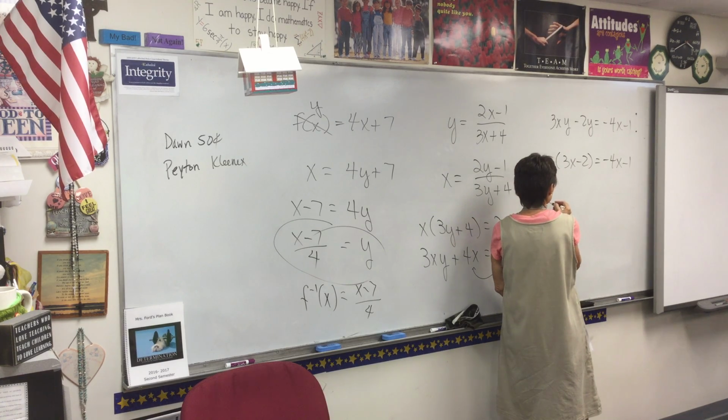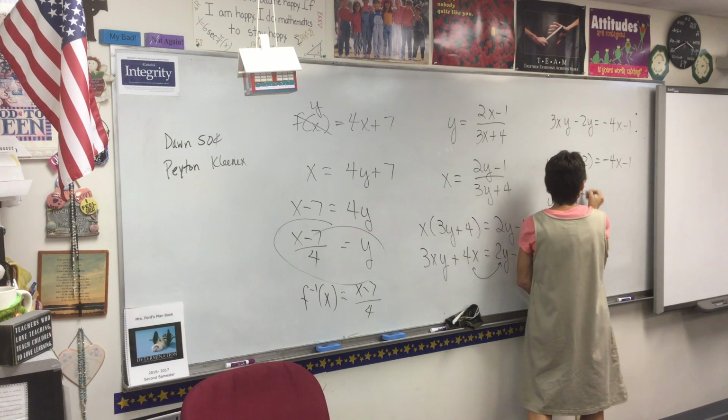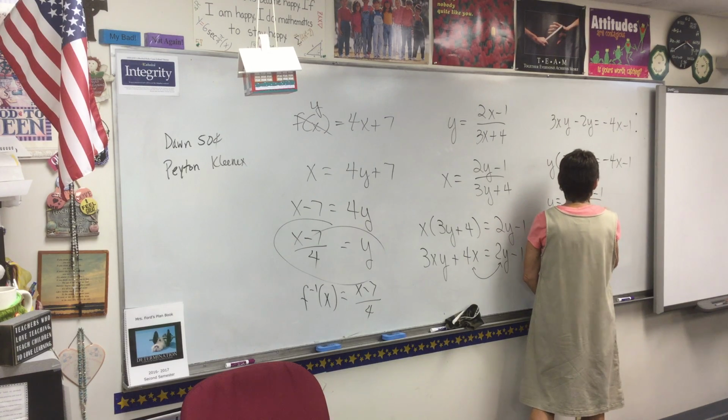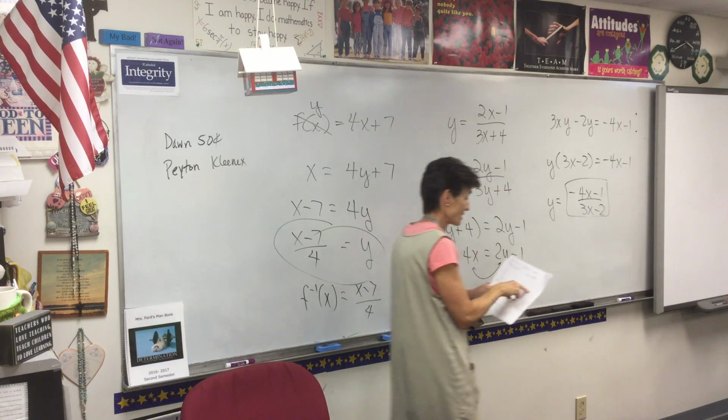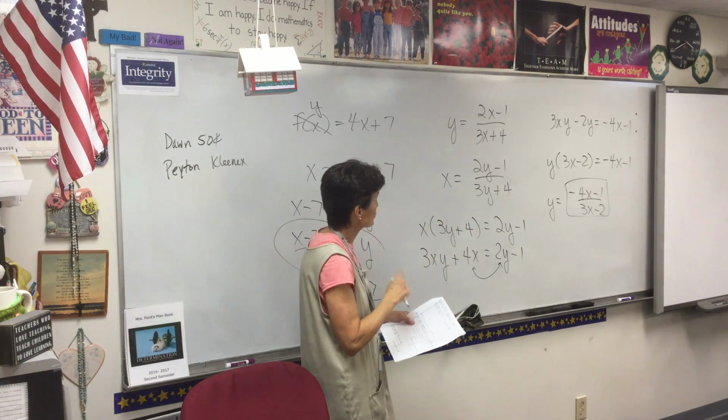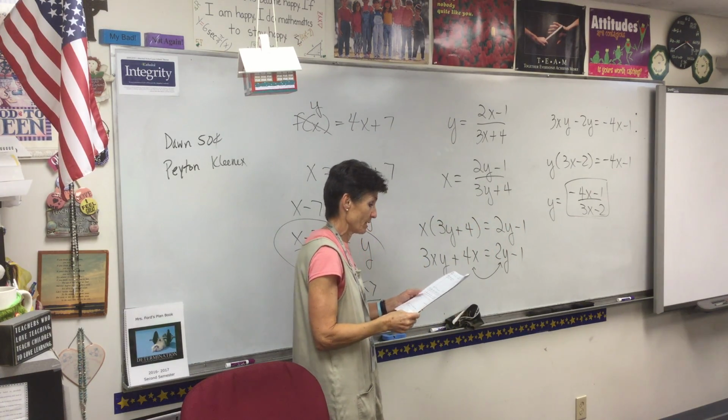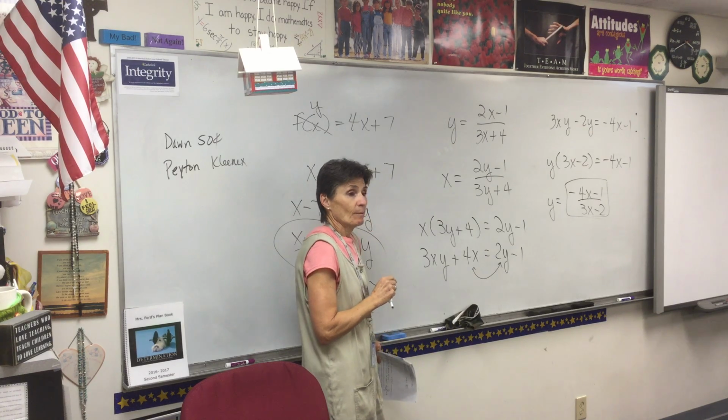And finally, divide. So again, there's that answer blank, and you're going to write this in the answer blank. That's F inverse. That's what, or G inverse. In this case, G inverse. That's what goes in the answer blank. Everybody okay?